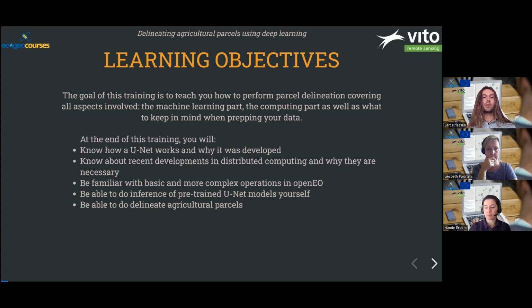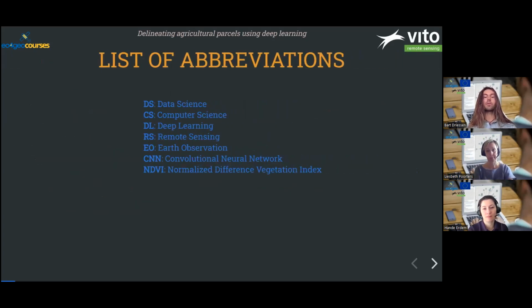You will get a little bit familiar with openEO yourself. You will also be able to do actual inference of pre-trained UNet models yourself. So you can actually run this code yourself and do parcel delineation on your own area of interest. And obviously you will be able to delineate agricultural parcels.